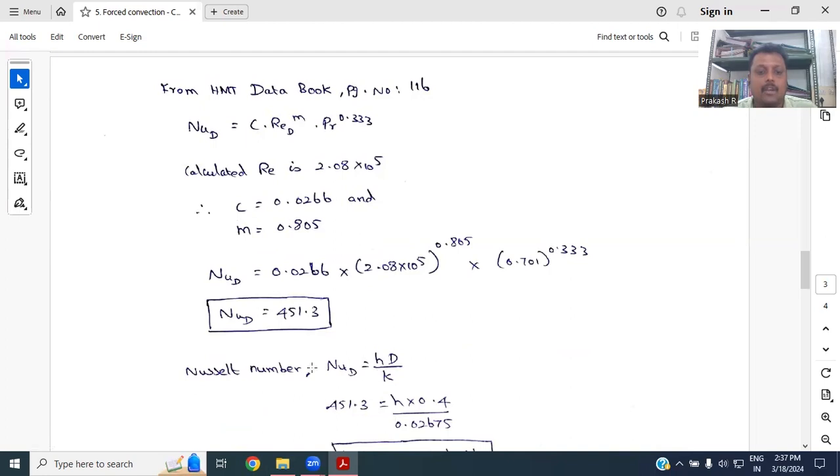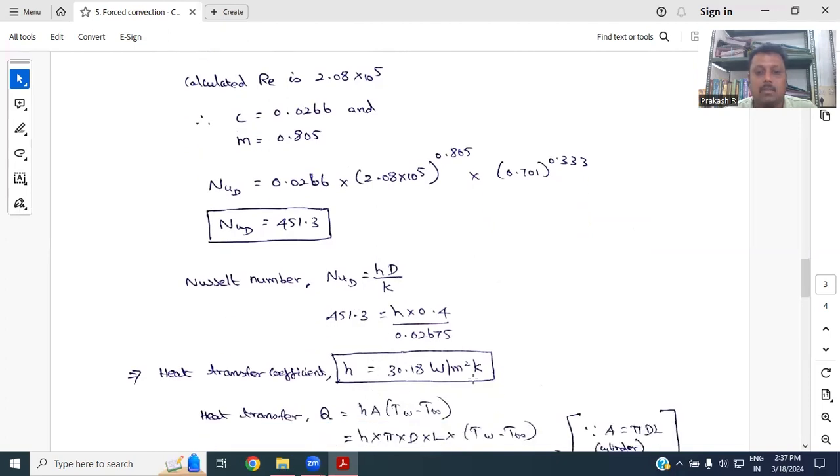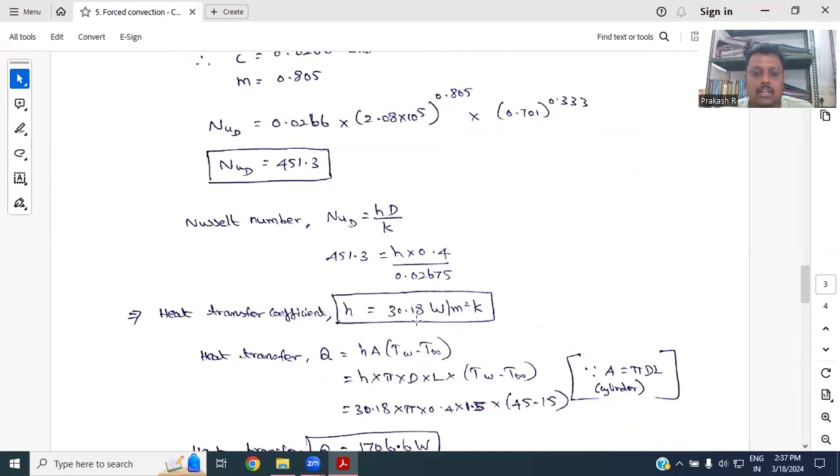We know the Nusselt number general equation is hD by k because it is a problem on cylinder. If it is a problem on plate, it is hL by k. Therefore, Nu is equal to hD by k. By substituting this Nusselt number value, and we know the D value and the k value, the only unknown is h, the heat transfer coefficient. h is equal to 30.18 watt per meter square Kelvin. In this problem, we need to find the heat loss, that is Q. We know the general equation Q is equal to hA into Tw minus T infinity. We know the value of h, 30.18.